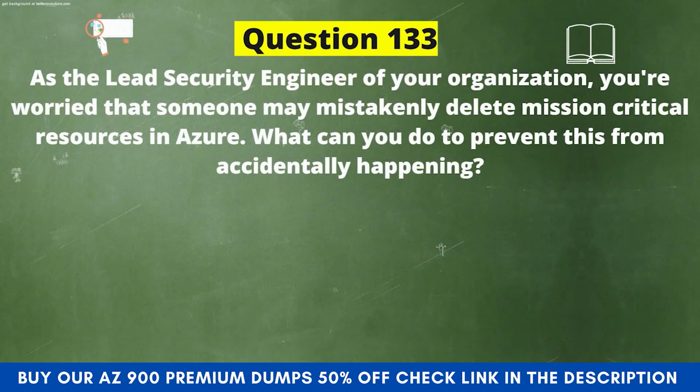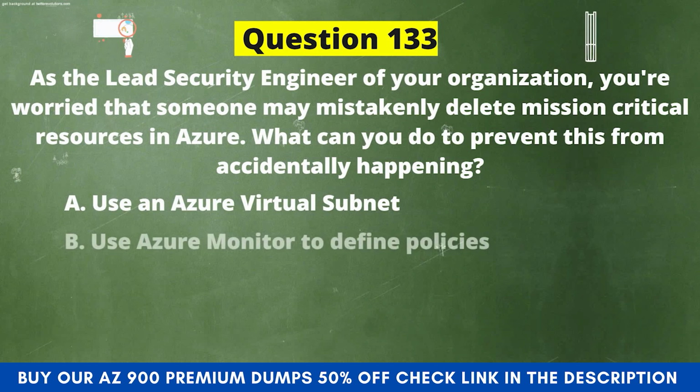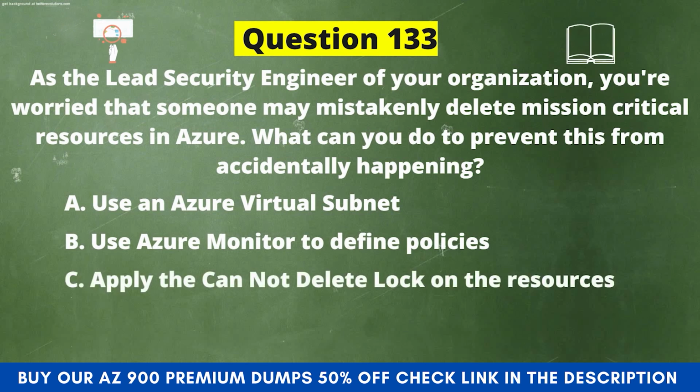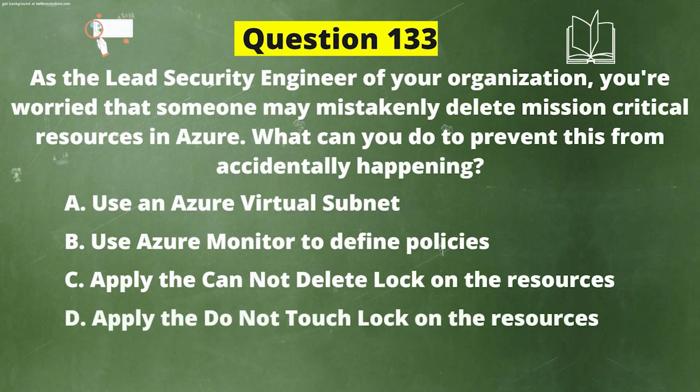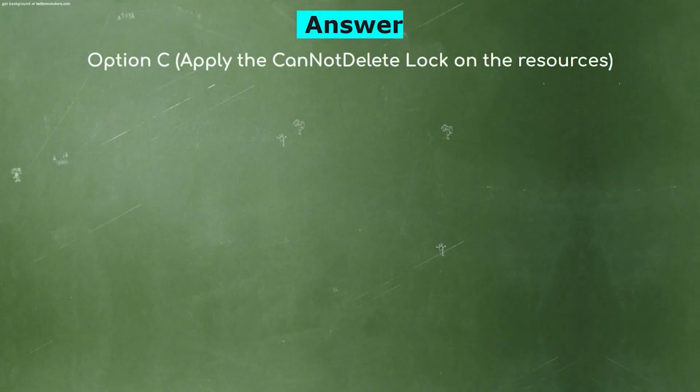Next question. As the lead security engineer of your organization, you are worried that someone may mistakenly delete mission-critical resources in Azure. What can you do to prevent this from accidentally happening? Option A. Use an Azure Virtual Subnet. Option B. Use Azure Monitor to define policies. Option C. Apply the cannot delete lock on the resources. Option D. Apply the do not touch lock on the resources. Option E. Use Azure ExpressRoute. And the correct answer is option C. Apply the cannot delete lock on the resources.